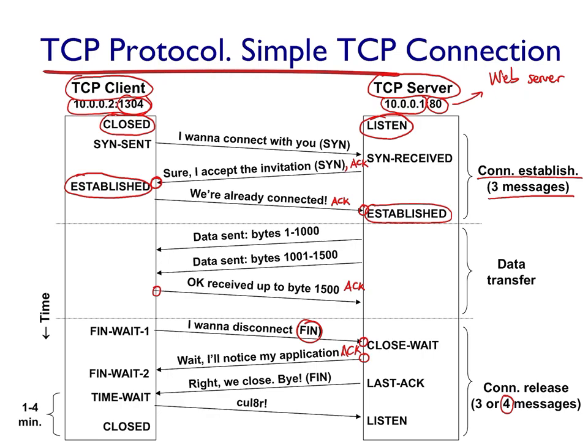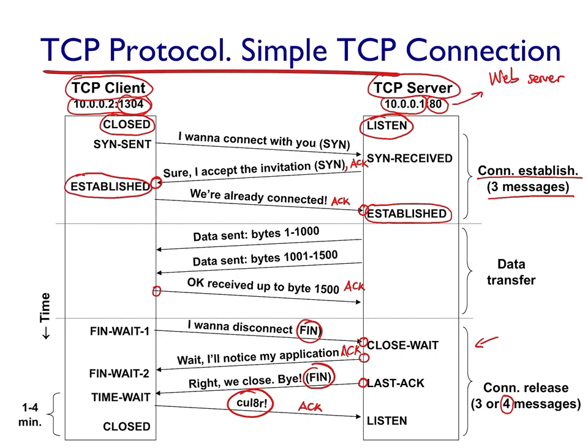After that, once the transport layer and the application layer have been talking and say, okay, you can disconnect, the TCP server will send the FIN, right, we close, bye. And finally, this is a final ACK saying, see you later. Okay. So in this example, we have a connection release of 4 messages because the TCP server is slow.